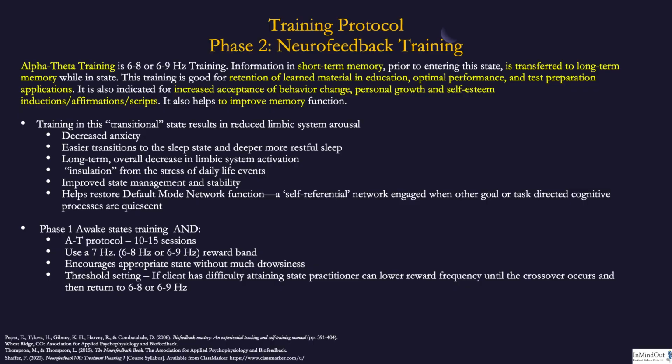From there, like I mentioned earlier, I go into the type of neurofeedback that is more state-related or state-like training. And again, in this transition to state training, there is reduced limbic system arousal. And again, it helps reduce anxiety and helps the person to consolidate memories, as well as the person's brain has the ability to restore its default network function.